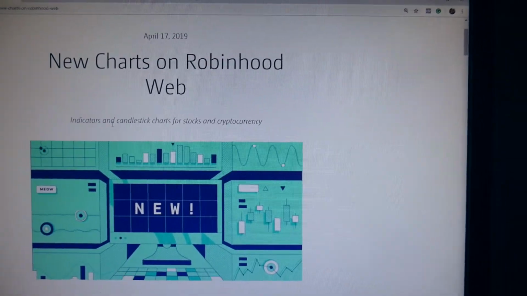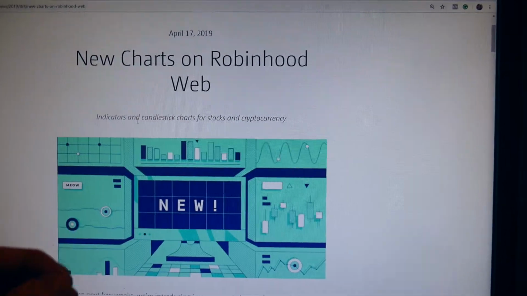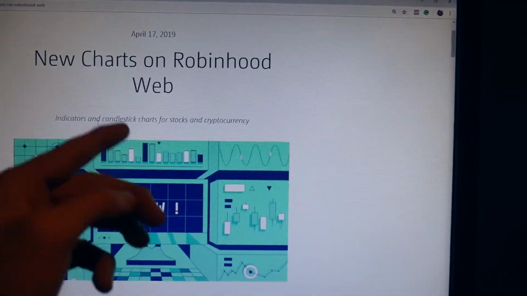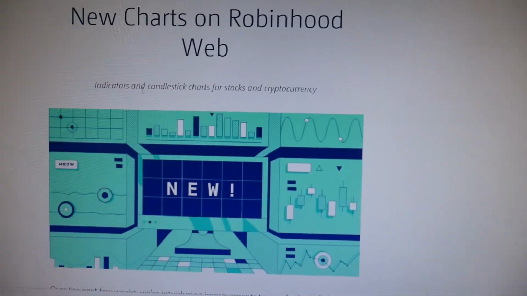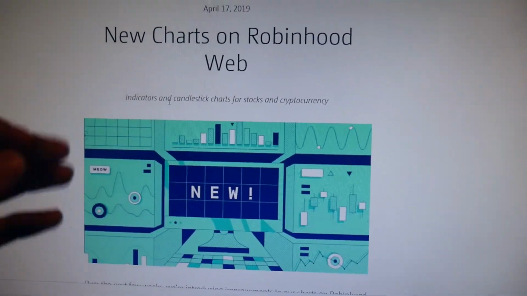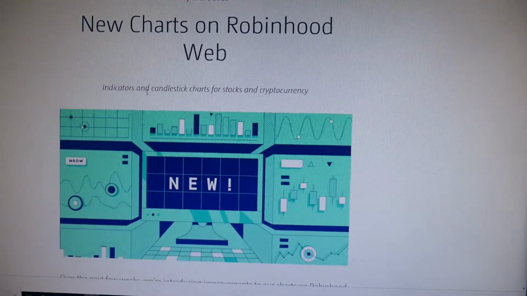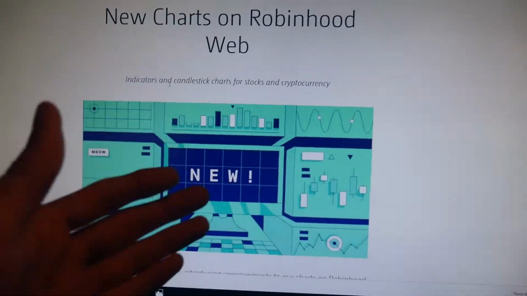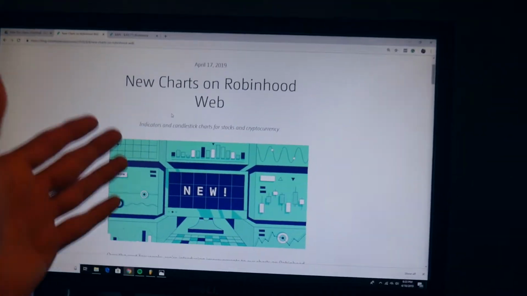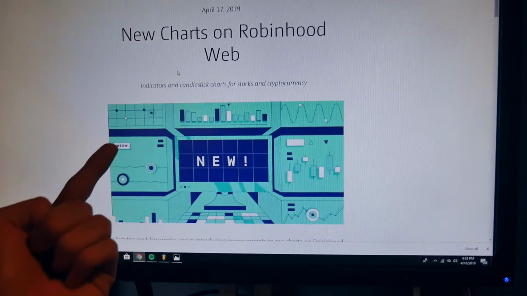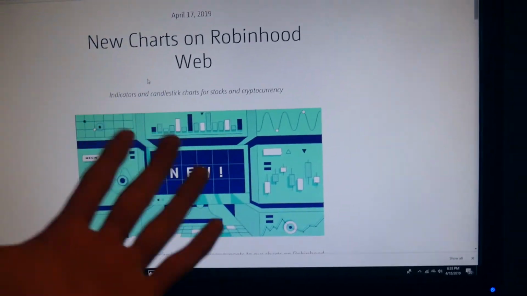So they released this article that says new charts on Robinhood Web, now indicators and candlestick charts for stocks and cryptocurrency. So in this new update, Robinhood is introducing indicators. This means the RSI, the MACD, the EMA, the SMA. As you guys can see, new charts on Robinhood Web, indicators and candlestick charts for stocks and cryptocurrency.